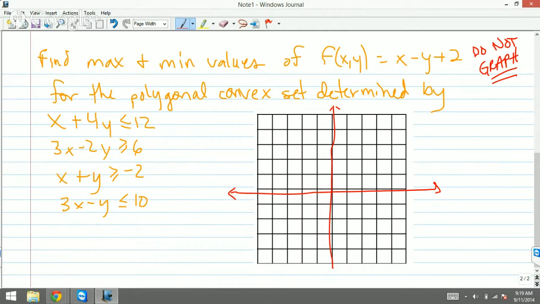These can get to be big problems. You just have to kind of go step by step. This one we don't graph because it's our maximum minimum analysis equation. Okay, we graph these four as a system of inequalities.